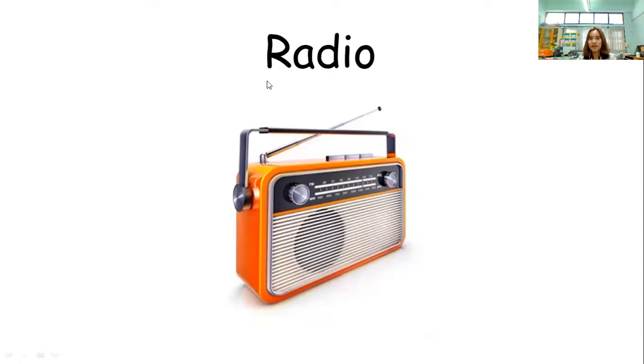Okay, how about this one? Do you know what is this? Do you still see a radio like this? No. Okay, students, everybody say again, radio. So what is the use of radio? You can hear your favorite music, and at the same time, you can hear the news. So later, I will explain the difference between the things that are used for communication.